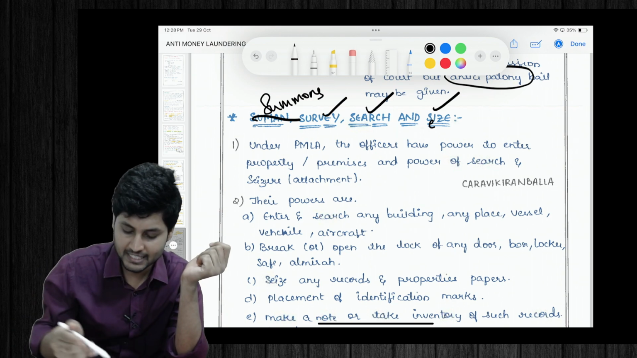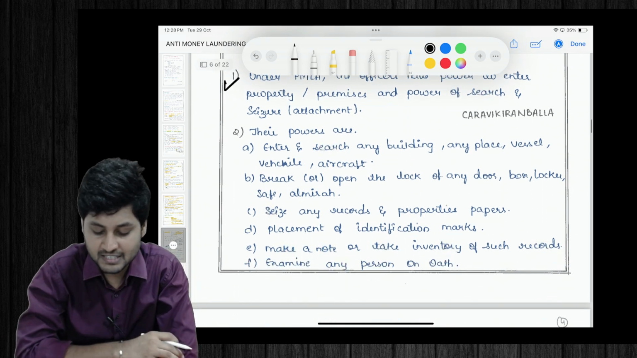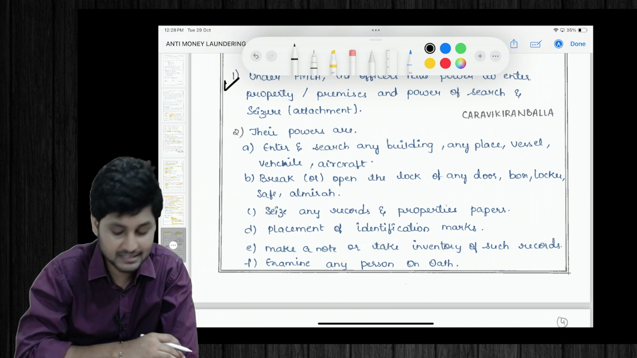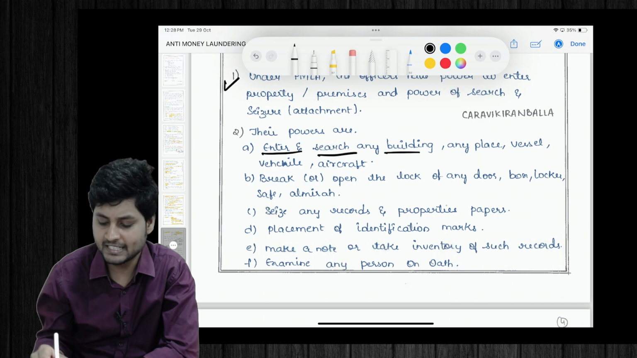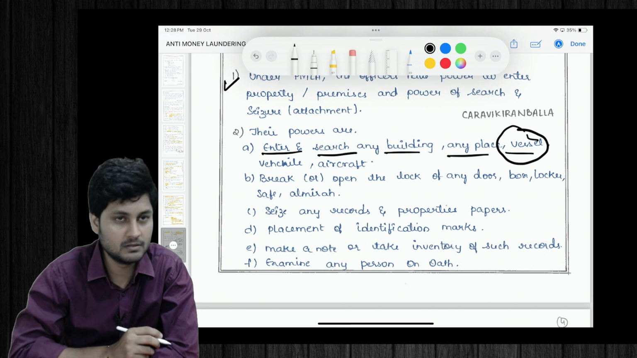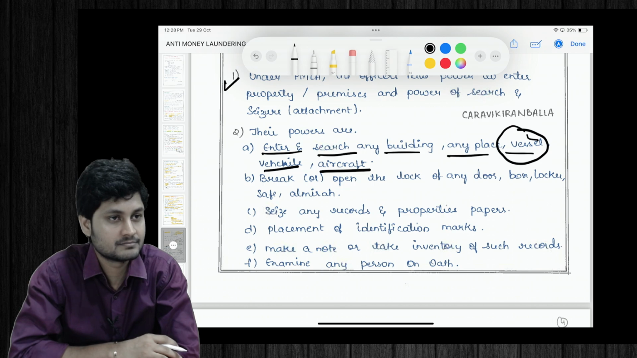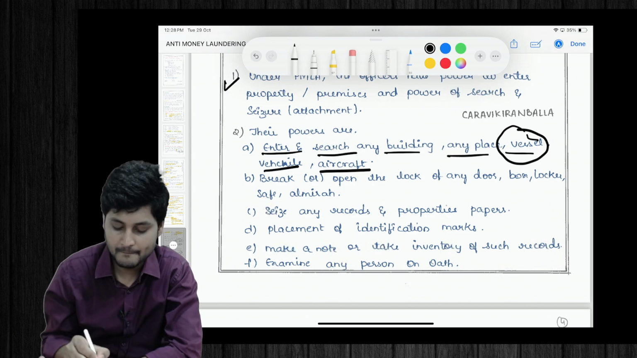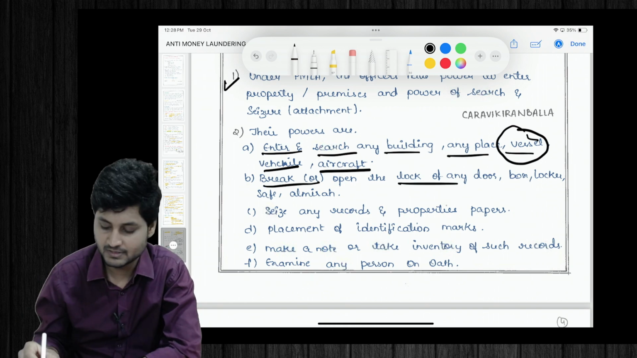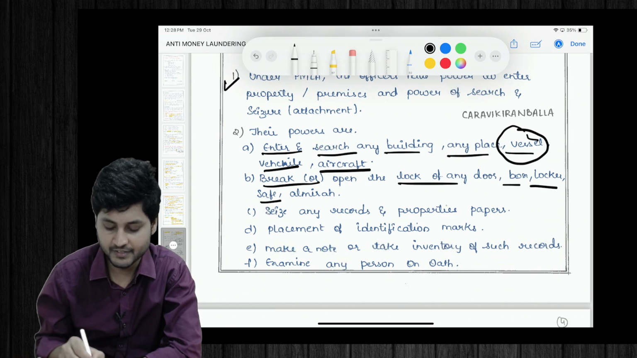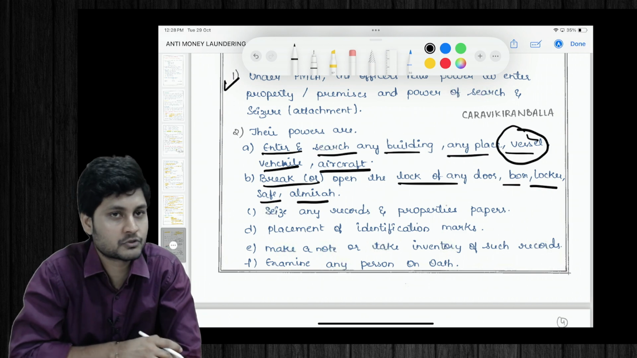So point number 1 clear or no? Point number 1 is easy. Come to point number 2. Their powers, the department that comes to search, are to enter and search any building, any place, vessel and ship, vehicle, aircraft, anything can be searched. They can break or open the lock of any door, box, locker, safe, almirah. Anything can be broken.